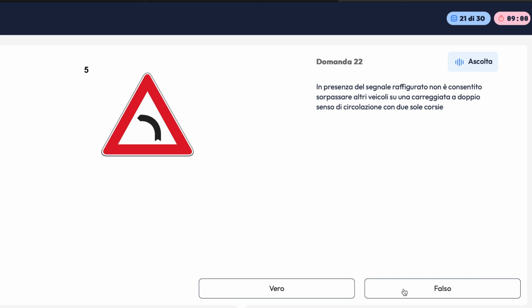22. In presenza del segnale raffigurato non è consentito sorpassare altri veicoli su una carreggiata a doppio senso di circolazione con due solo corsie. Vero. The question is letting you know, if you come across this sign, it's not allowed or advisable for you to overtake another vehicle if the road is just due corsia, which is 2 lane, and doppio senso di circolazione. Doppio senso di circolazione simply means you are going one direction and there will be another vehicle coming from the opposite direction, which is vero.